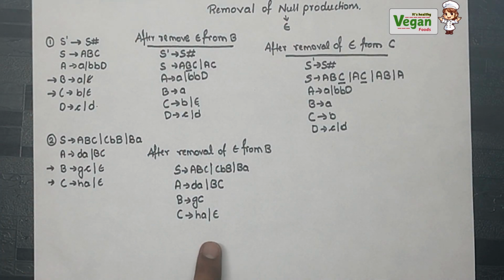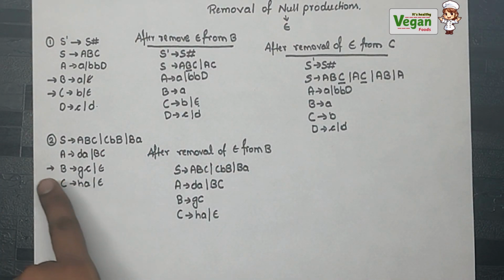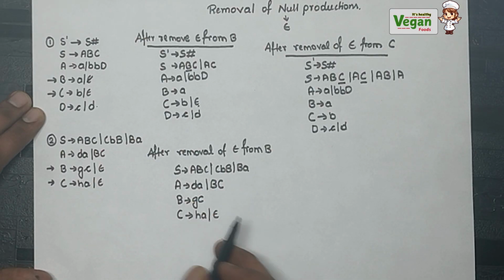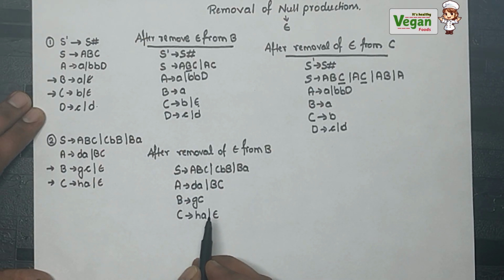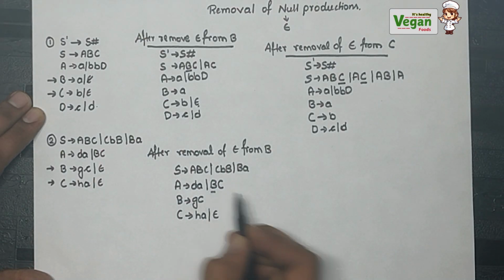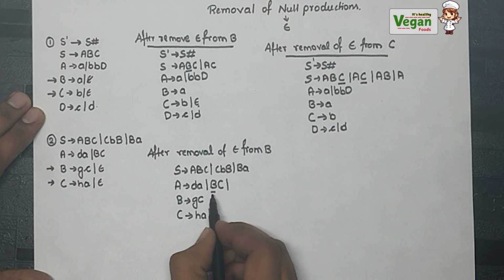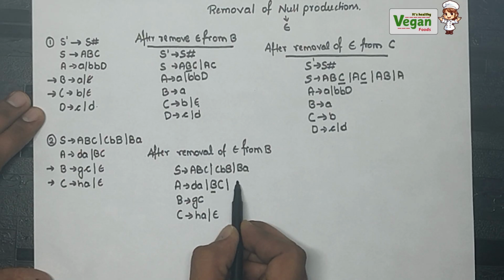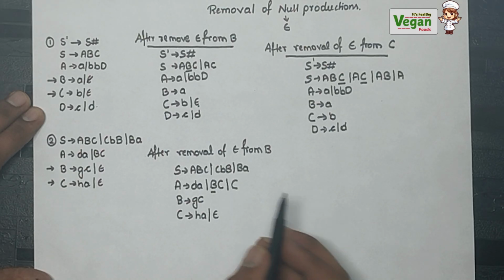Here we wrote epsilon because in the next step we will be removing epsilon from capital letter C. Now since we remove the epsilon from the capital letter B, we will be searching for capital letter B in the right hand side. Here capital letter B is there. So if you remove capital letter B from this projection, only capital letter C will be left.